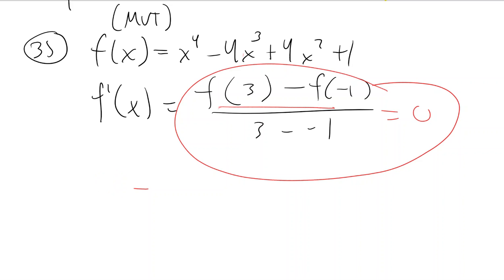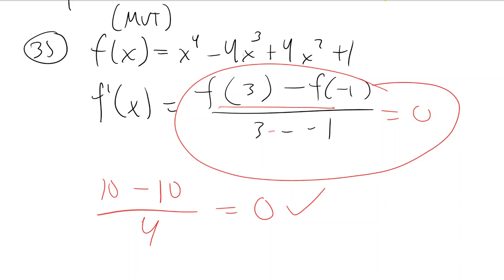So plugging in 3 into the function gives you 10. Plugging in -1 into the function, if you're doing this with the calculator, make sure you have parentheses so that it does the order of operations correctly, is 10. And so I don't really care what this denominator is, although I guess it takes 2 seconds to do that arithmetic. But it looks like the average rate of change is 0. So I would say yes, Rolle's theorem can be applied here.